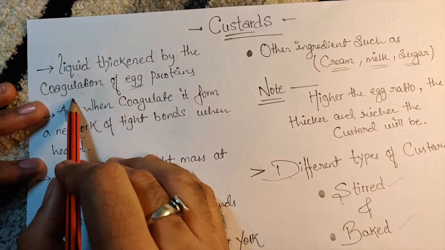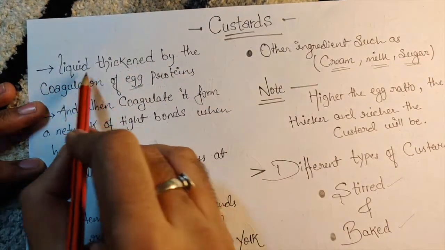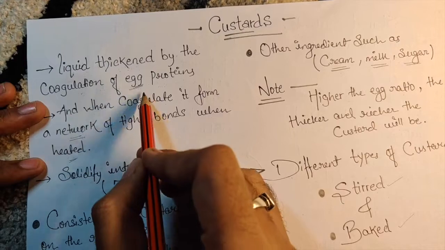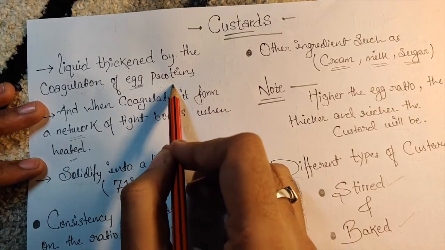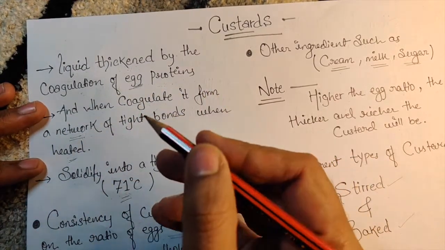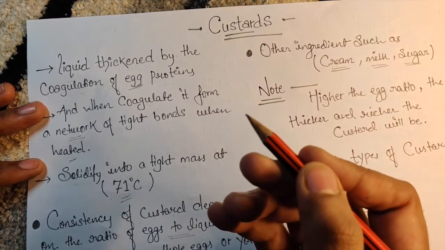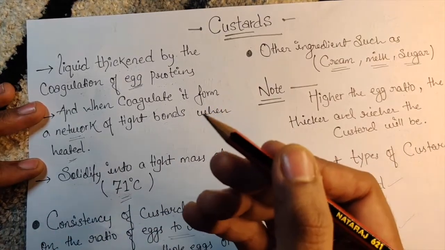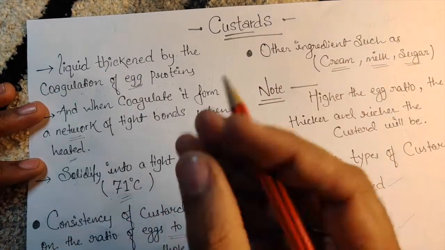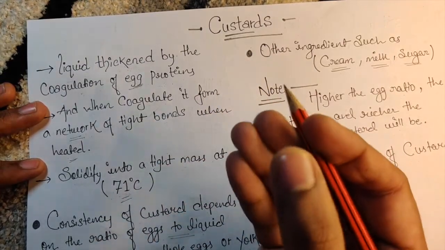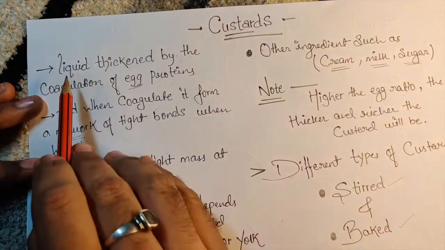Liquid thickened by the coagulation of egg protein. So the liquid gets thickened because of the egg protein. Like when we make a scrambled egg, it takes just a few seconds because it cooks faster. At the same time, the egg coagulates. That's the reason it gets solidified. Clear with this? Liquid thickened.